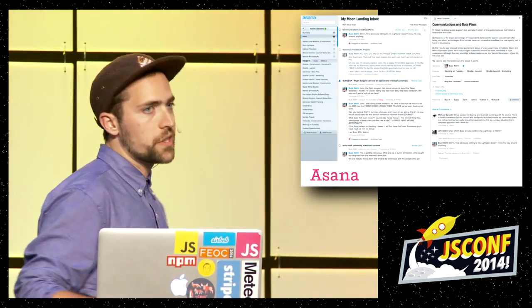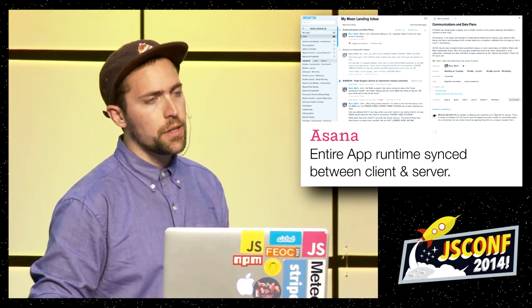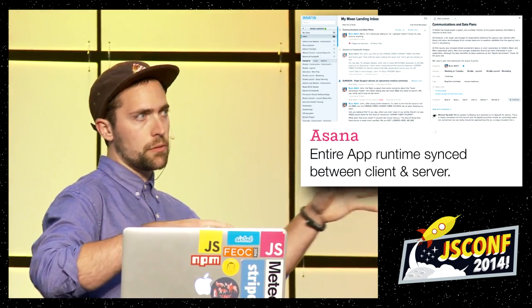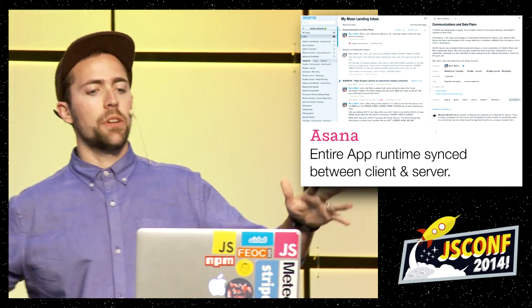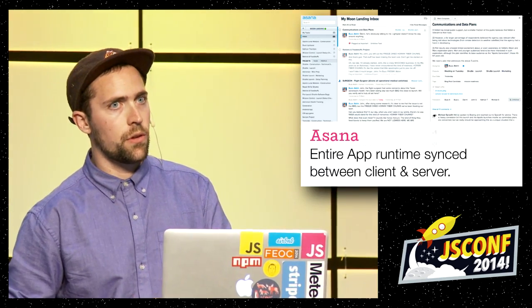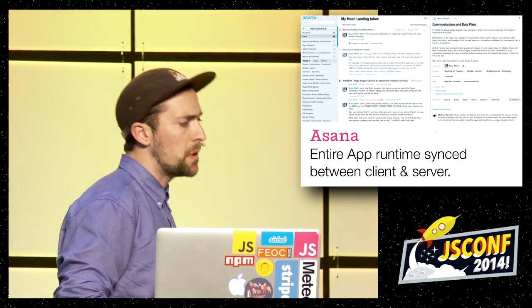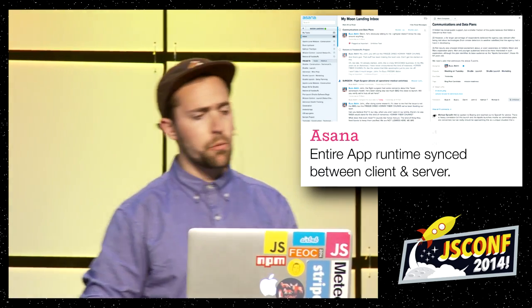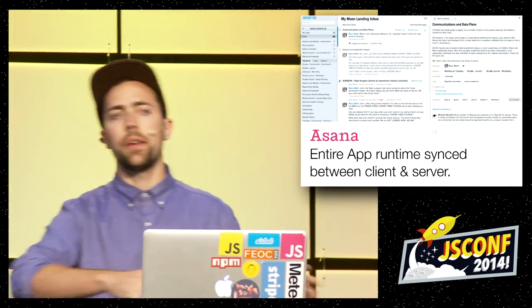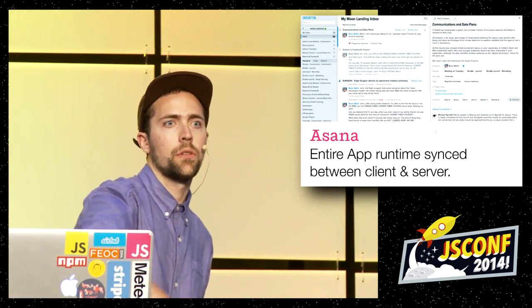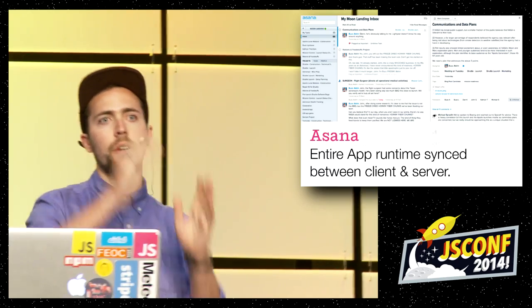And one of my favorite examples is Asana. Has anyone heard of Asana? It's a really awesome task management, project management app. And it's all real time and super advanced and stuff. But what's really special about Asana is it takes a different approach than these other things that we've seen. The entire application runtime is synced between the client and the server. They've spent a couple of years in R&D on this. And what they came up with was a system whereby every single user session has a corresponding JavaScript process on the server. A dedicated process on the server for every user session.